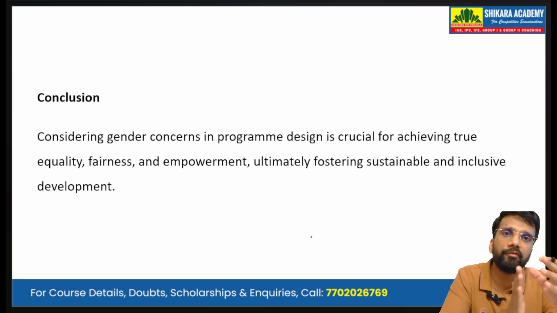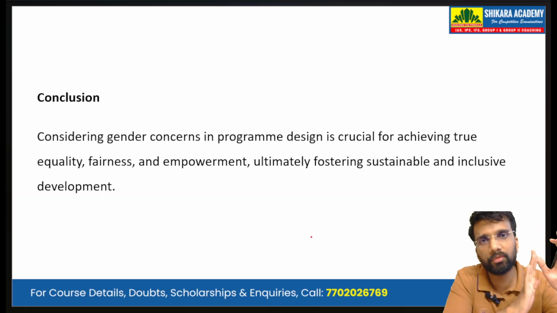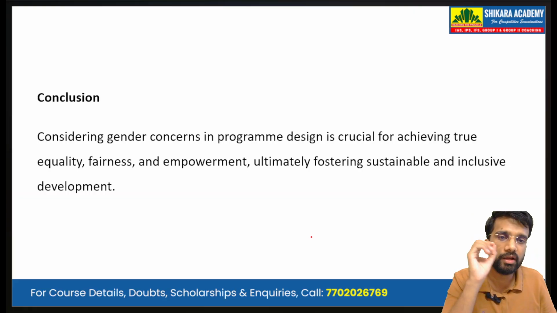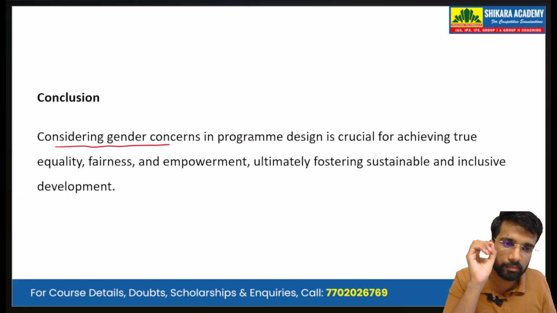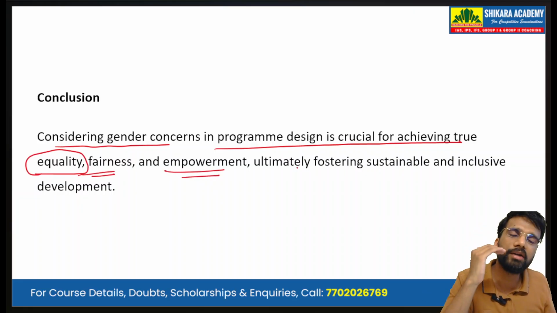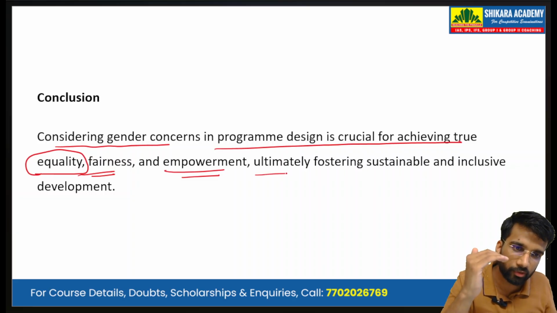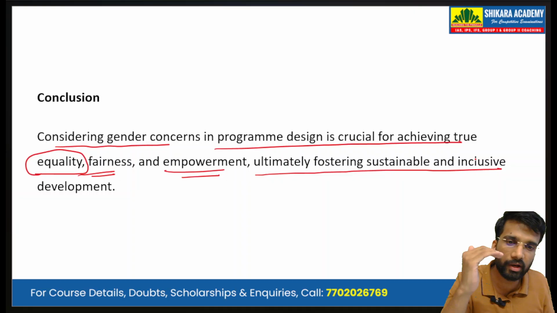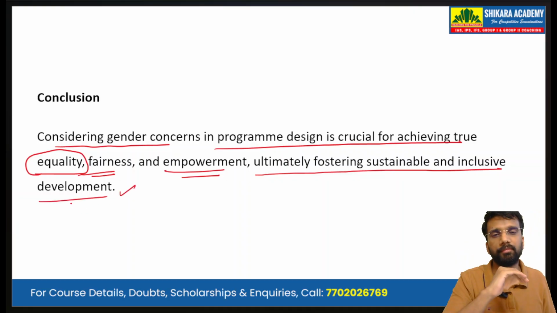Now we have to write a forward looking conclusion. So in conclusion we can write one line that considering gender concerns in program design is crucial for achieving equality, fairness, and empowerment. Ultimately, so this is our forward looking aspect, ultimately fostering a sustainable and inclusive development.